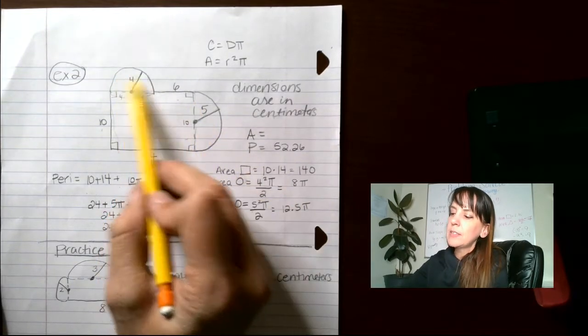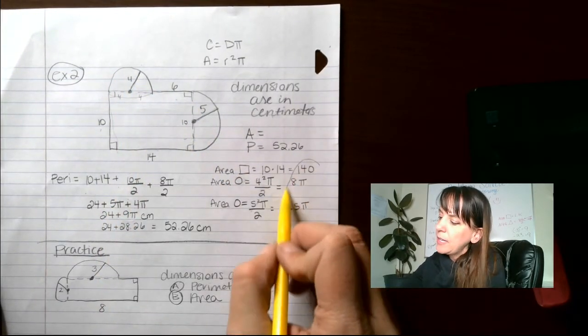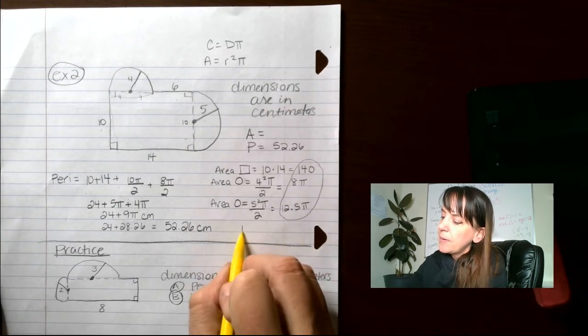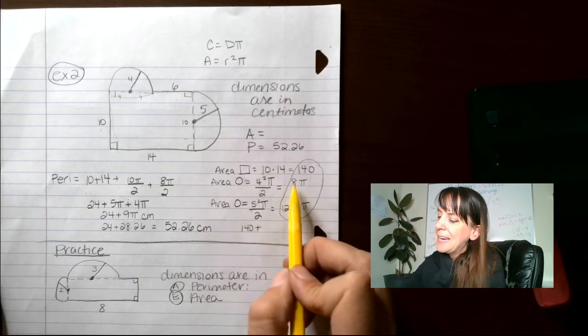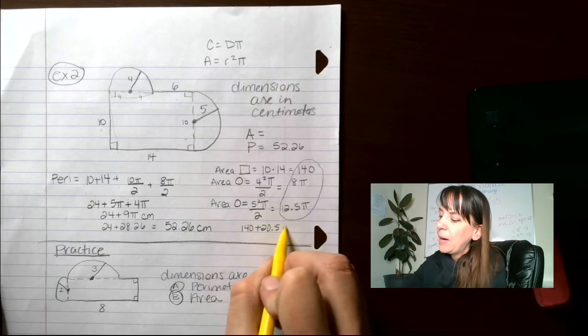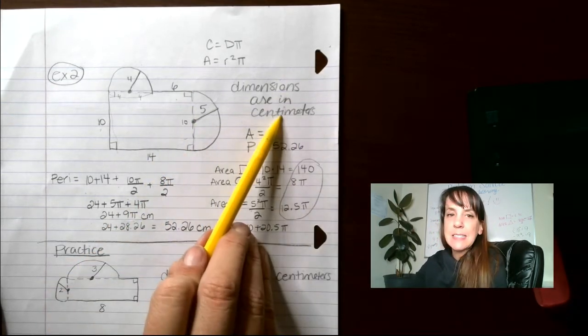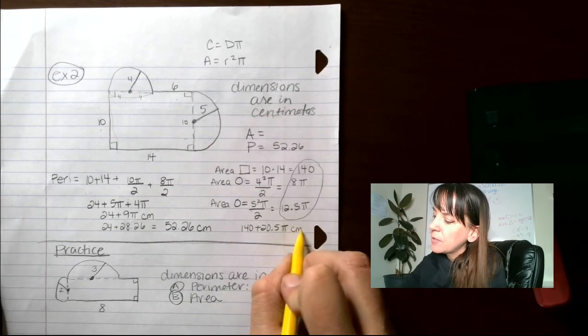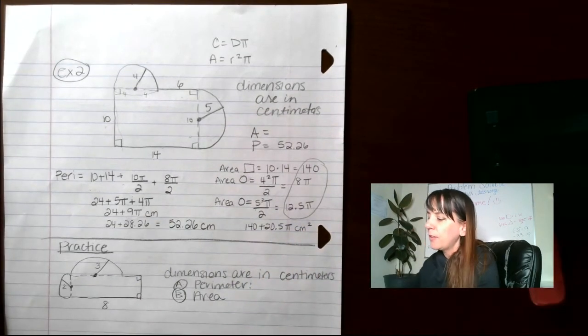we've got the area of this semicircle and this semicircle. So those are all these guys right here. So we end up doing 140 plus, now 8 plus 12.5 would give us 20.5 pi. We are talking centimeters, so that would be centimeters squared. Let's go ahead and do the math all the way out on that.